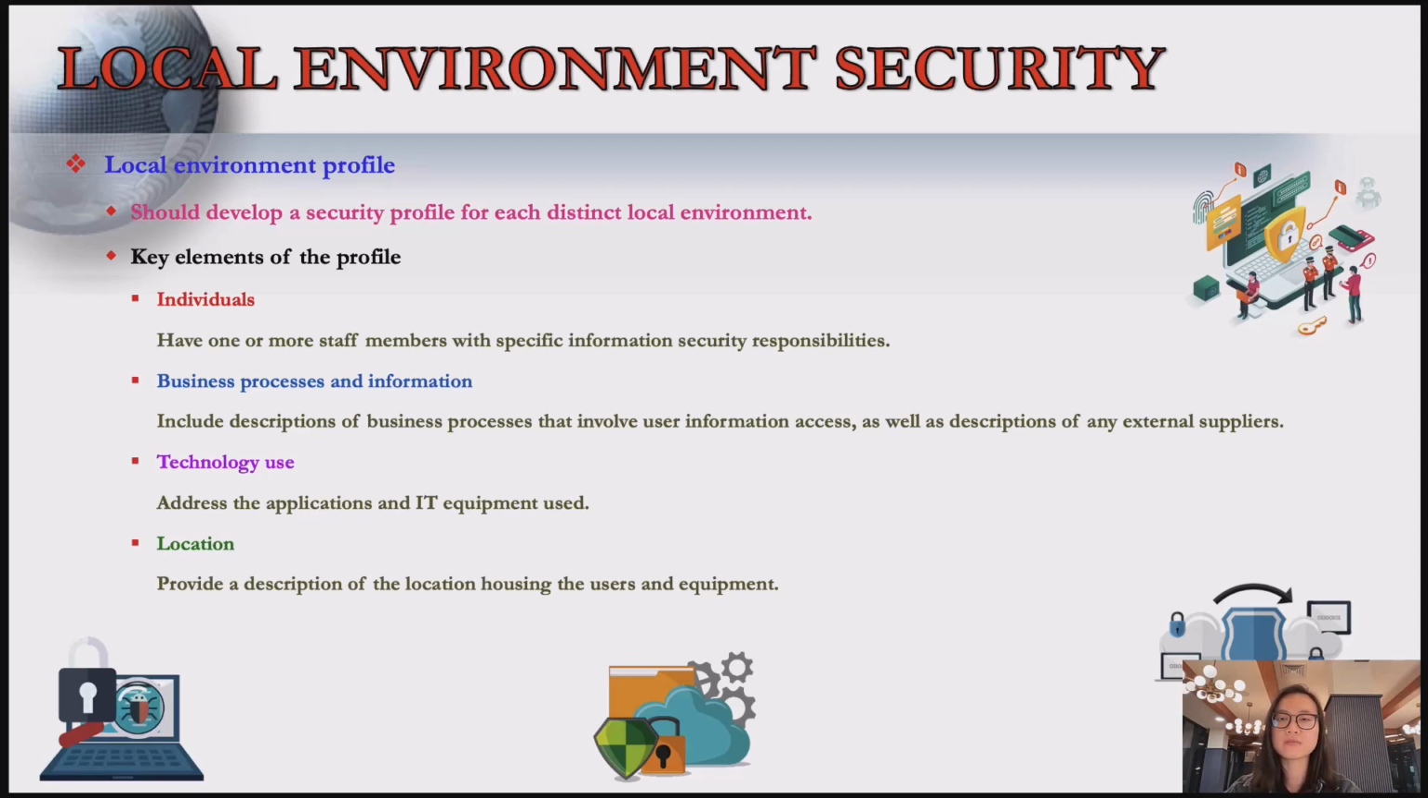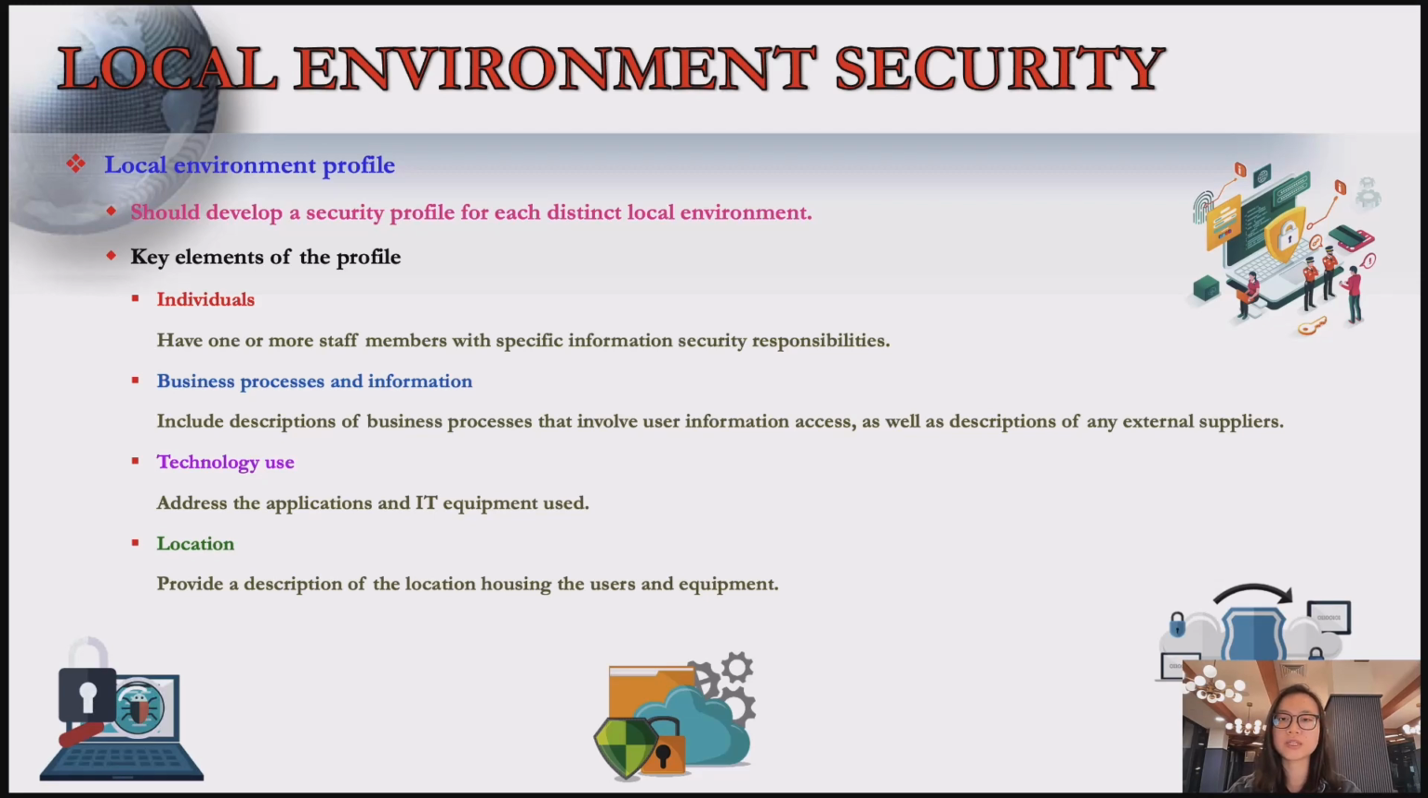The second element is business processes and information. It includes the types of information used and whether any sensitive information is accessible. Especially, the profile should include descriptions of data processes that involve user information access, as well as descriptions of any external suppliers. Technology use is the third element. The profile should include description of the applications and IT equipment used.